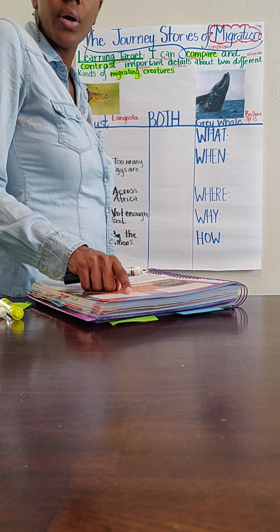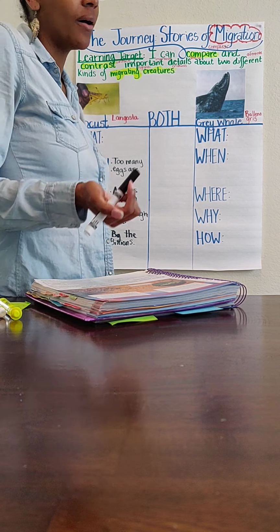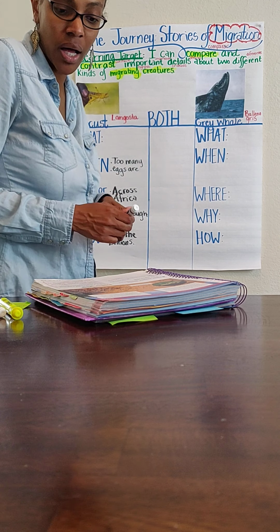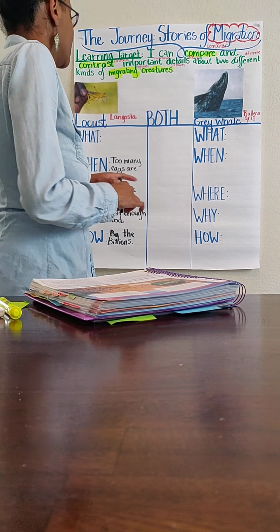So what are the locusts doing when they migrate? Well, they're eating everything. They're eating all of the food.